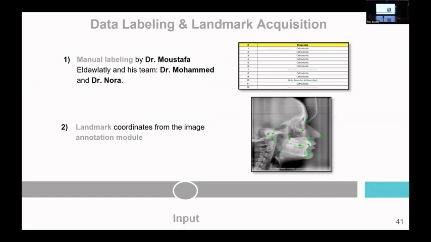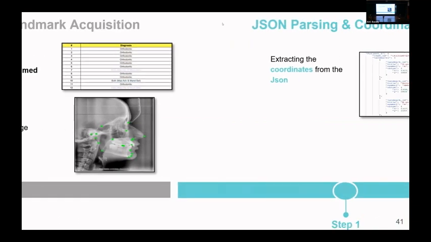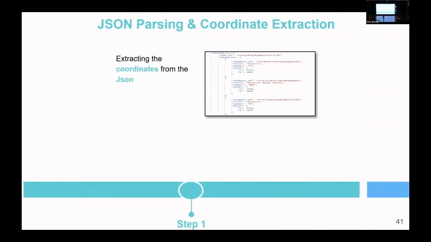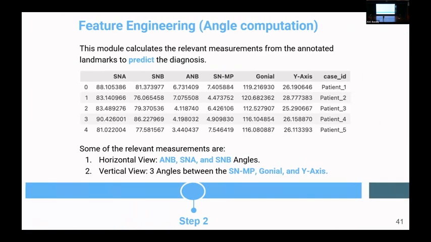The classification starts with manual labeling by Dr. Mustafa Dawalatli and his team, Dr. Muhammad and Dr. Noura from Las Laini. And then we used the landmark coordinates. And after that, we did the feature engineering to calculate all the angles after the JSON file, as we can see here for the angles that we just said.